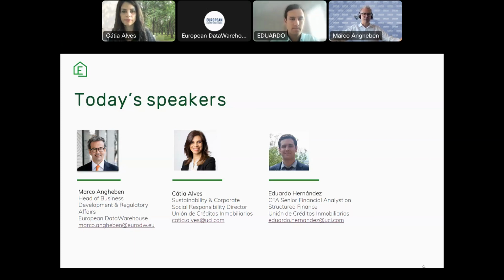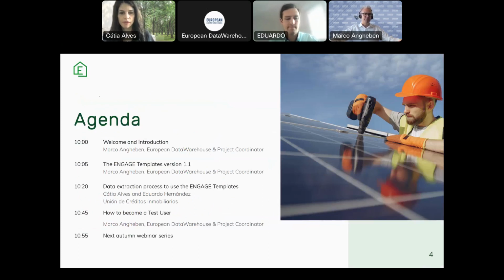So in terms of the agenda for today's webinar, we look at a slightly updated version of the templates, 1.1. This is because we are continuously refining the templates thanks to the input from the various participants in the initiative, in particular the creation of a specific portal. And then, as I mentioned, we will hear how the extraction process is working out in terms of all the Engage templates from a dedicated lender.